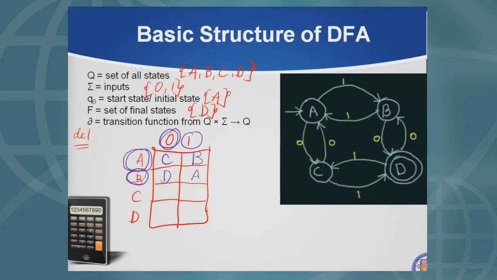Am I right? Then C, if I will input 0, I will go to A. Then C, if I will input 1, I will go to D. Then D, if I will input 0, I will go to B. And then D again, if I will input 1, I will go to C. So that's the concept of transition function del.